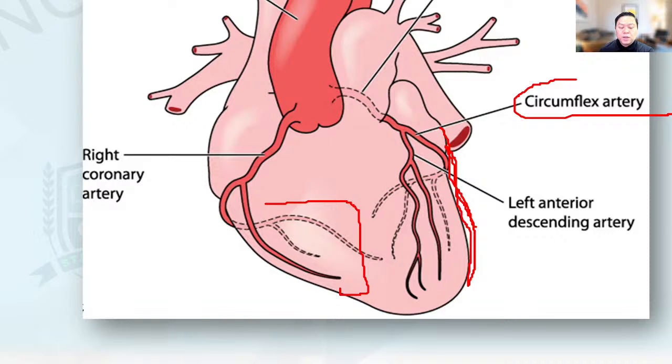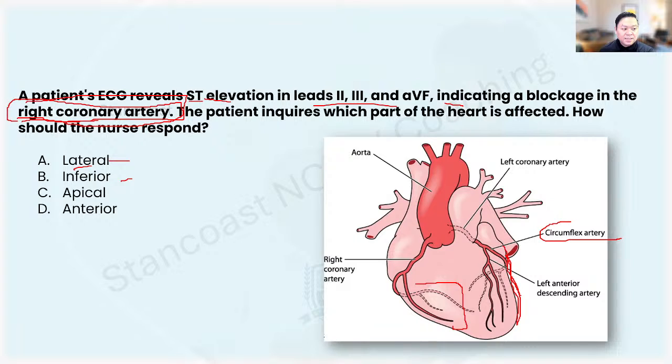And so that is why we're going to select letter B, inferior wall MI, because we are pointing out the occlusion in the right coronary artery. And again, the findings that you will see in the EKG will be similar. There's also going to be that elevation of the ST segment in leads 2, 3, and aVF. Yes, you're going to look for that elevation in those 3 leads.